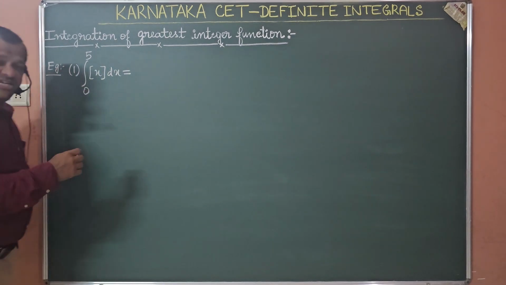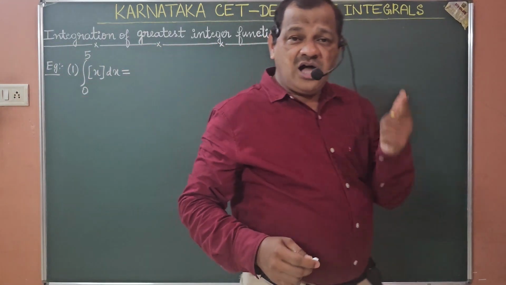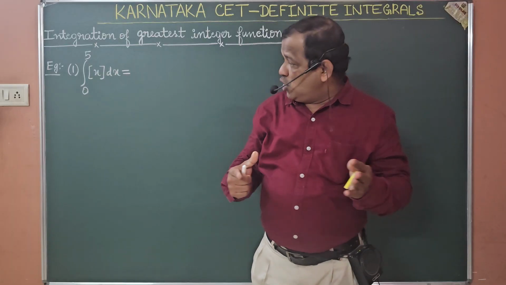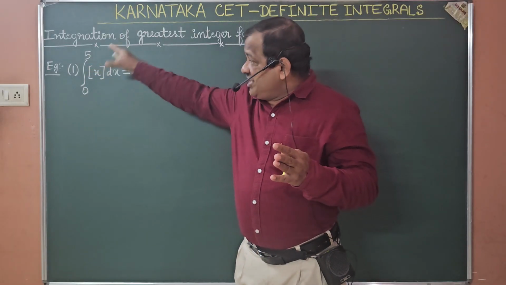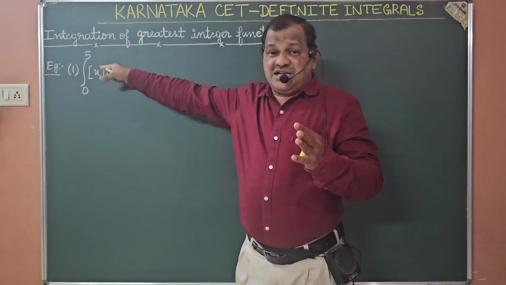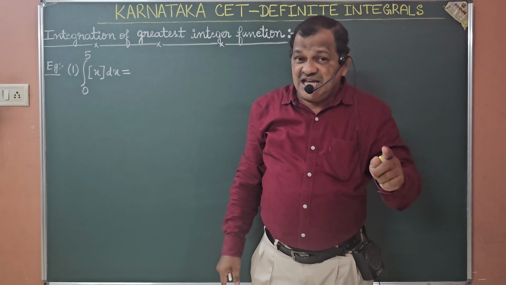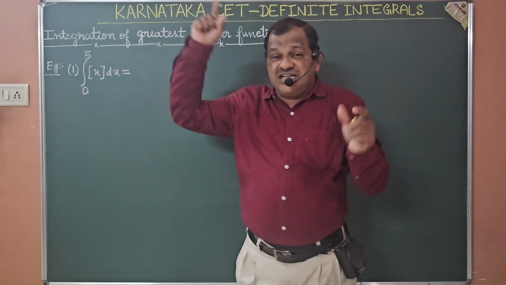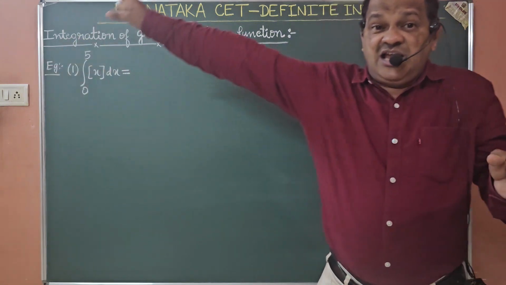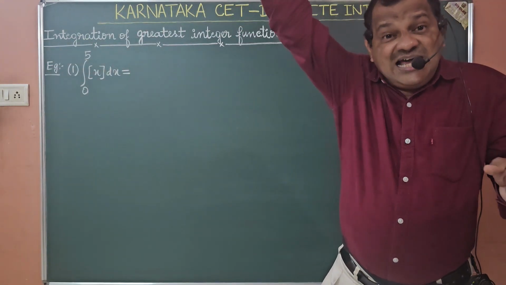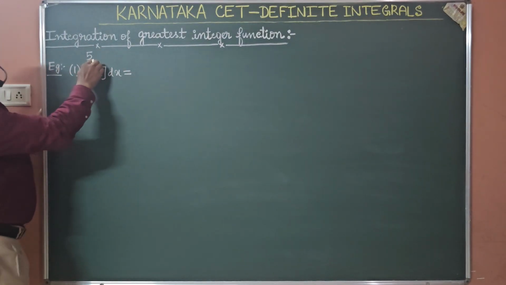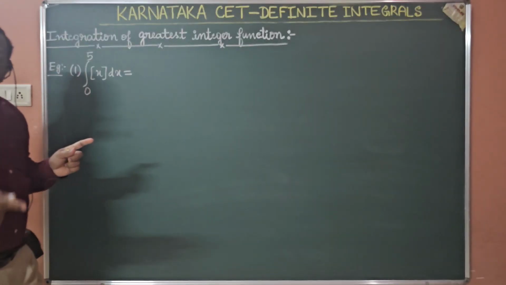You know the answer is: add all the integers starting from 0 till the integer which is less than the upper limit. So here I will tell you once again, add all the integers starting from 0 continuously till the integer 1 less than the upper limit. Therefore, upper limit is 5. So, 1 less than 5 is 4.